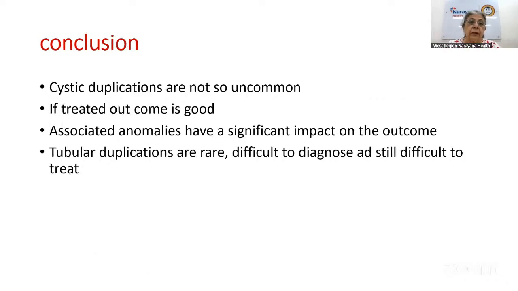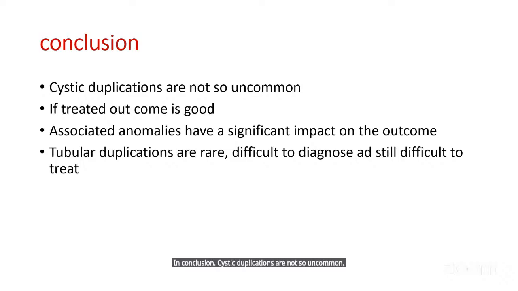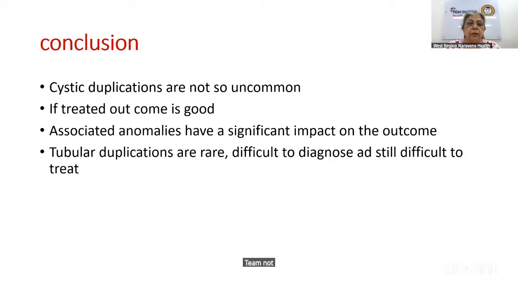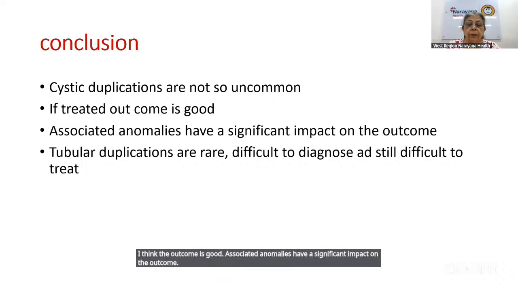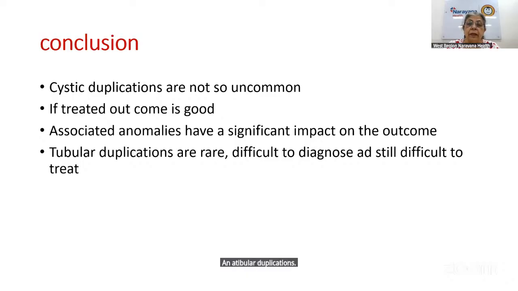In conclusion, cystic duplications are not so uncommon. Treated, the outcome is good. Associated anomalies have a significant impact on the outcome. And tubular duplications are quite rare. They are difficult to diagnose and still difficult to treat.